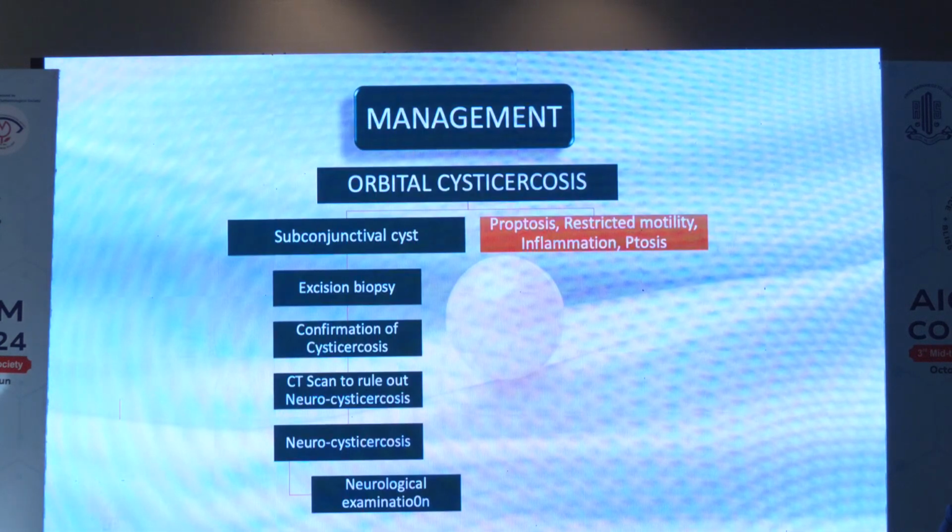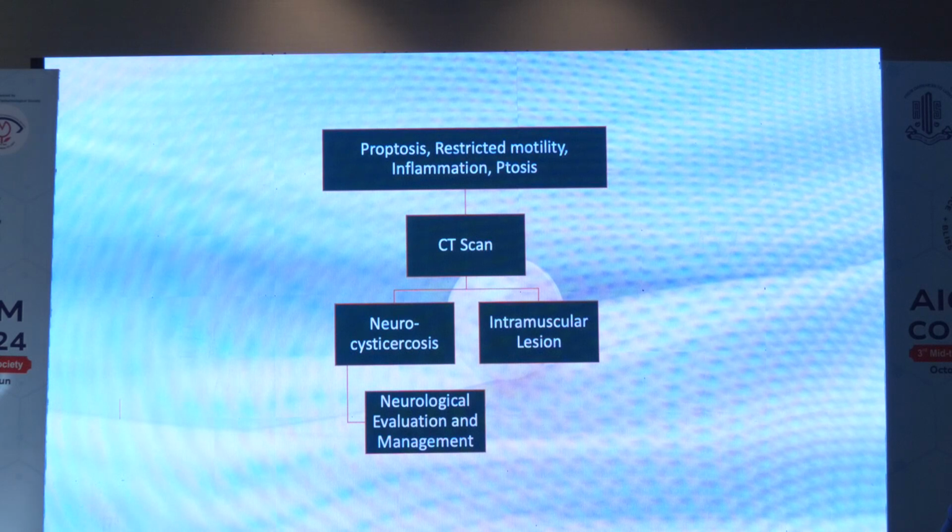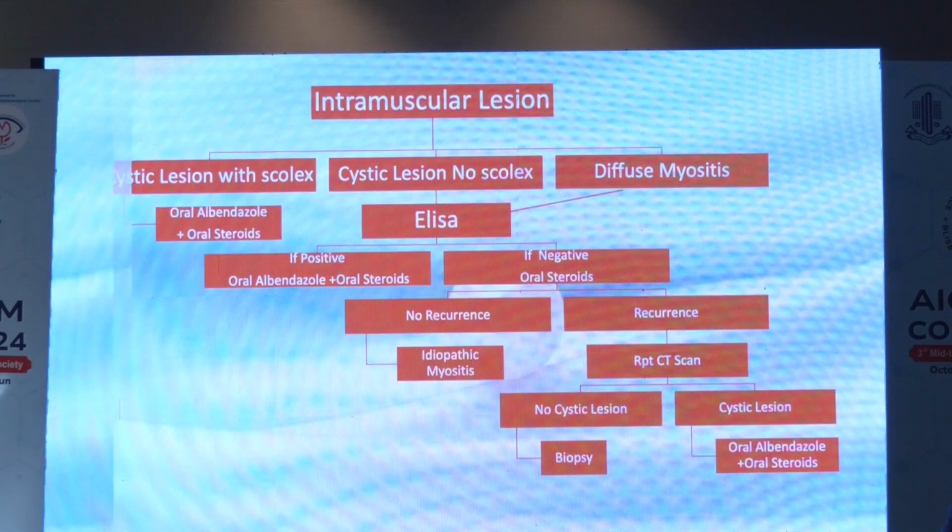So management of orbital cysticercosis: in case it is a subconjunctival cyst, excision biopsy, and then evaluation for any other neurocysticercosis should be done, followed by a neurological examination. In case there is proptosis, restricted motility, inflammation, or ptosis, then a CT scan should be done for neurocysticercosis or intramuscular lesions. And in intramuscular lesions, we have to look for the scolex.